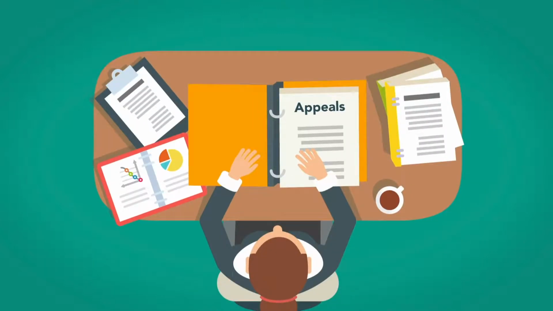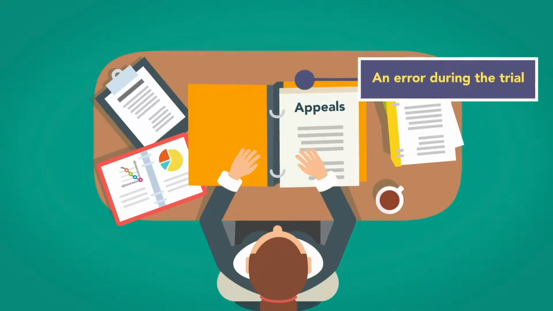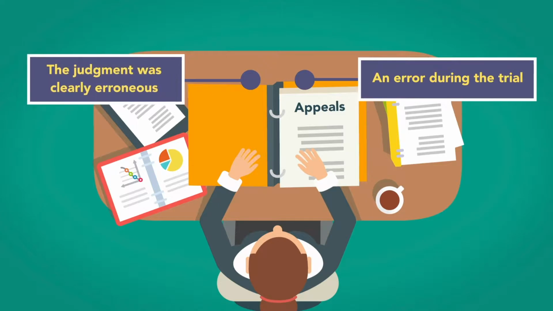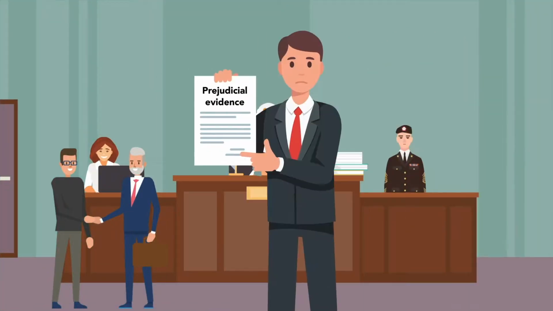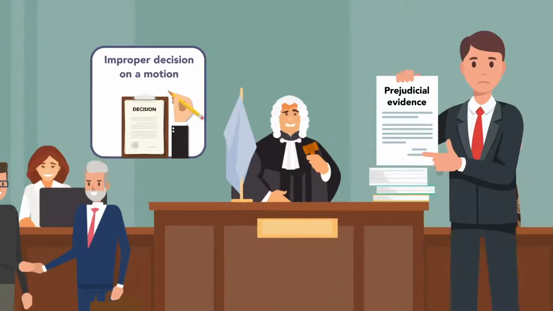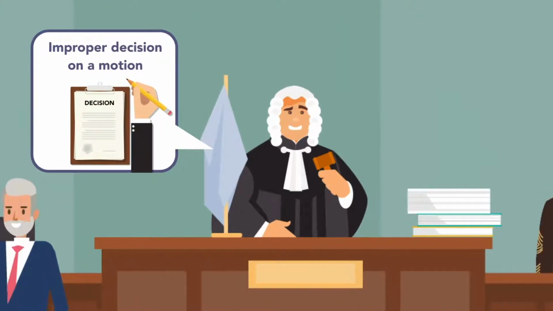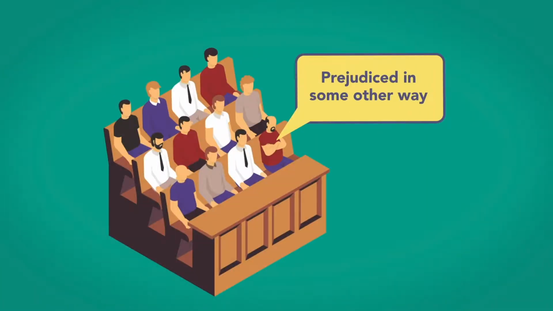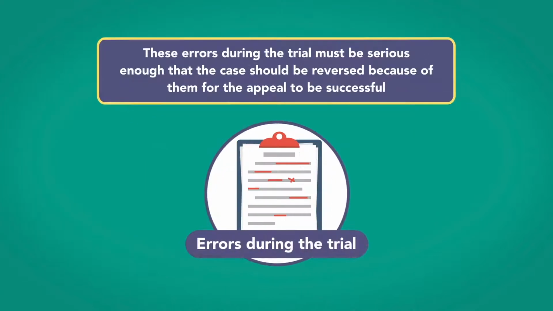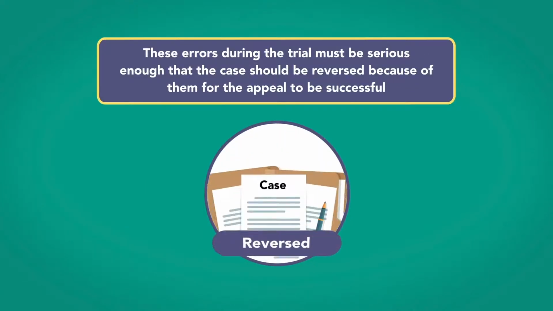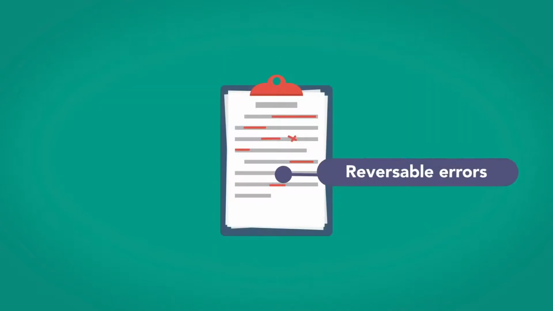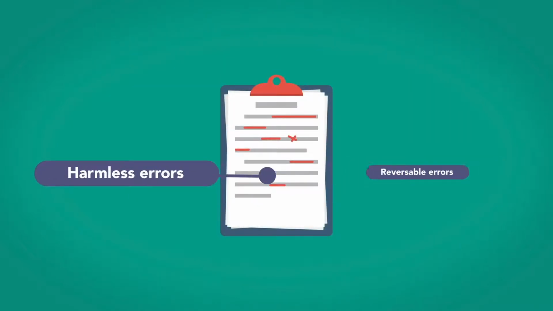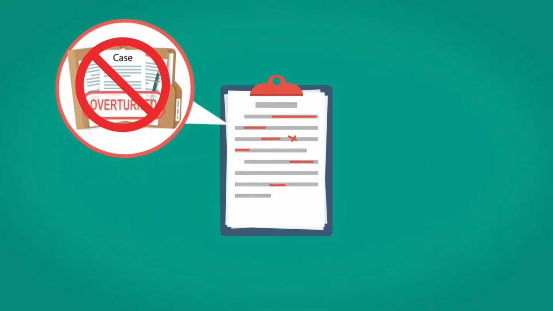Appeals can be filed based on one of two grounds: an error during the trial, or that the judgment was clearly erroneous or against the weight of the evidence. Errors during the trial can mean that the judge made an error, usually by allowing prejudicial evidence in, or by making an improper decision on a motion, or that the jury was prejudiced in some other way. These errors during the trial must be serious enough that the case should be reversed because of them for the appeal to be successful. These are called reversible errors. Otherwise, they're harmless errors that would not be grounds for overturning the case.